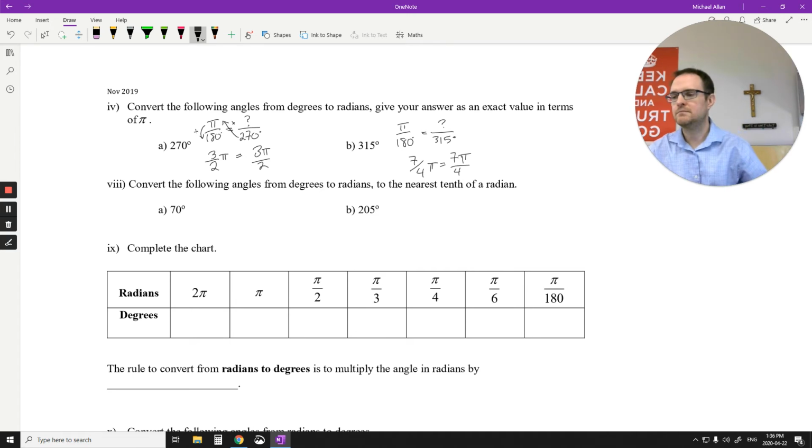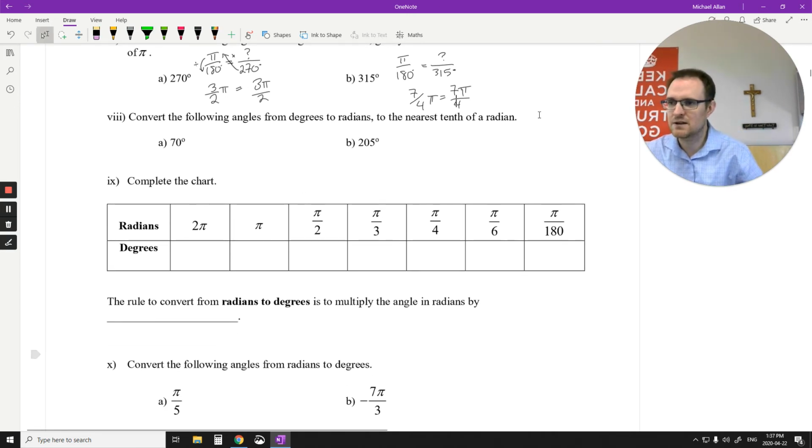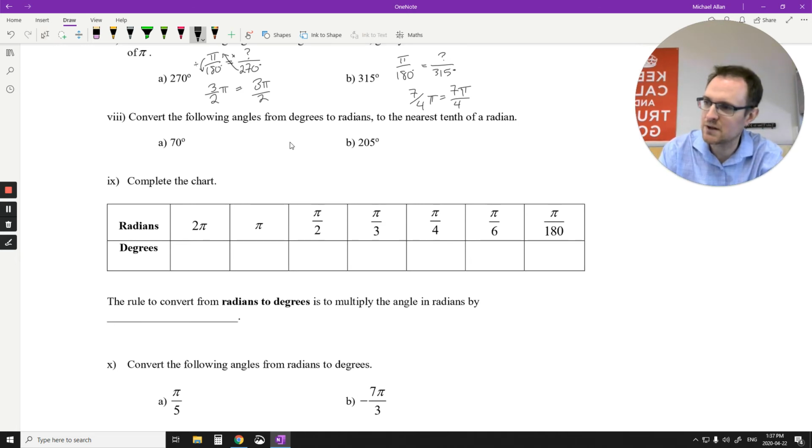There you go. So this one here says convert these degrees into radians using the nearest tenths. So this time, if they say to the nearest tenth, that means that they want the pi in there. So you're going to actually do the math with the pi this time. So I go pi over 180.